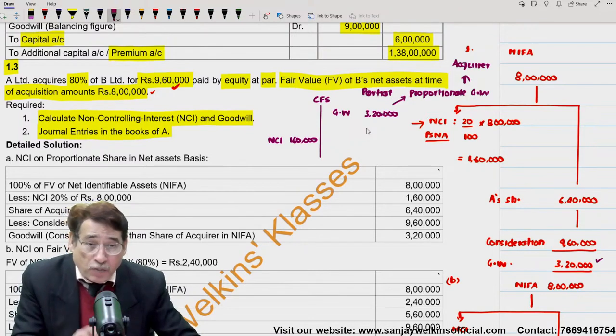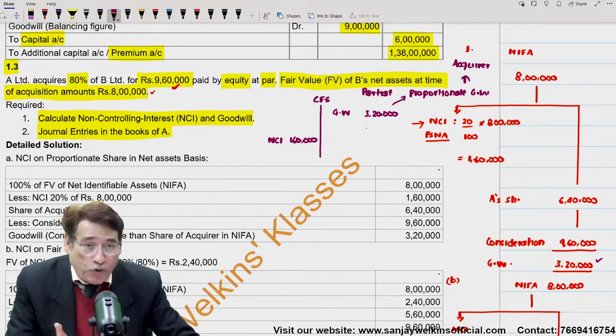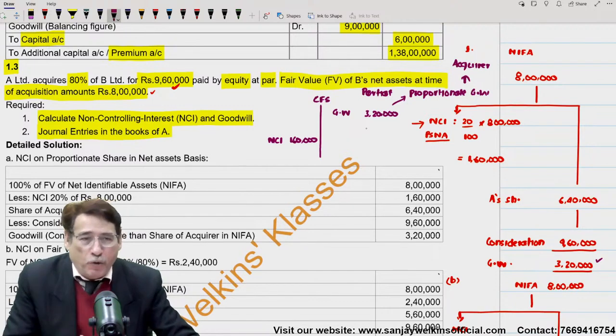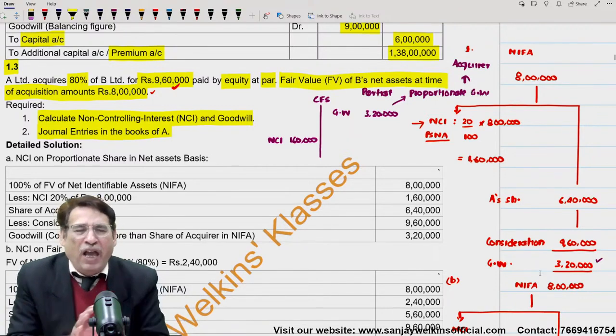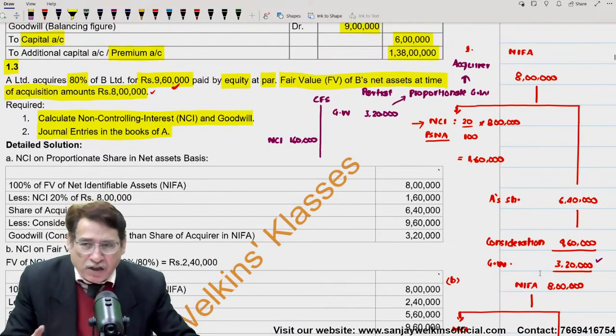I hope you got this particular point. I'm trying to prove that whatever approach we adopt to compute NCI, ultimately it is not going to have any impact. I will tell you now.